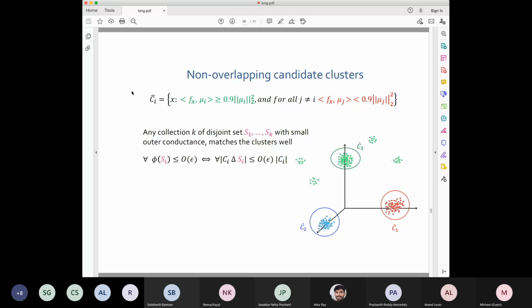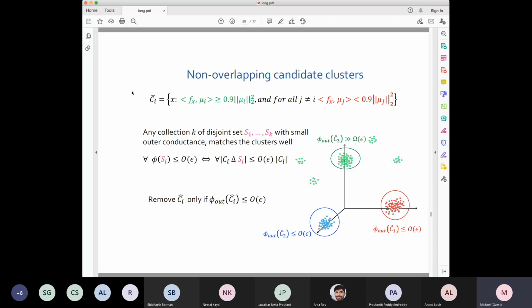example on the slide, this cluster C3 hat, the green one, was damaged non-trivially by the first cluster and the second cluster. One can easily construct examples where, for all we know, just a constant fraction of this cluster will remain, and that is not good.